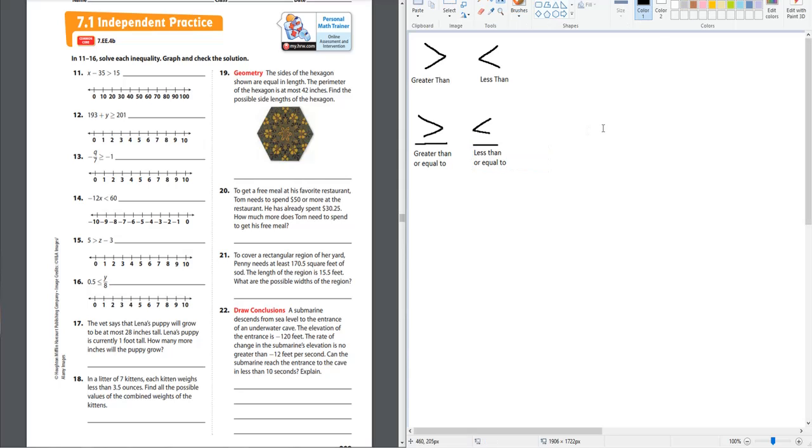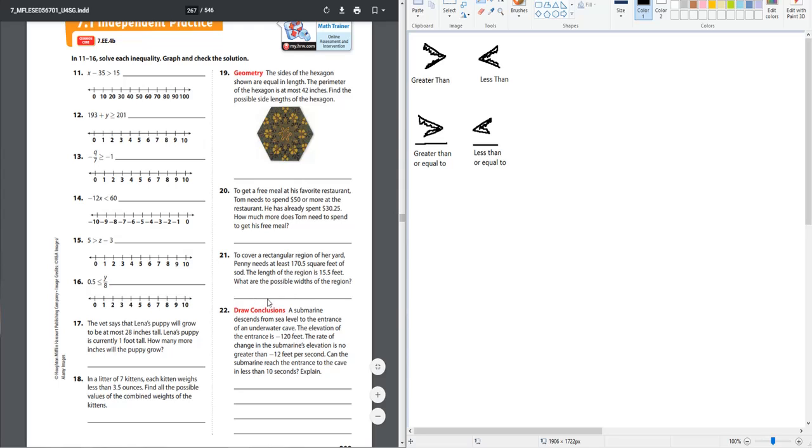And if you're not really sure which one to use ever, just remember that the open side, the mouth, is always going to go to the bigger number. I was taught to think of this as like the hungry alligator, and the alligator always wants to go for the bigger fish. So if you want to draw little teeth in your signs, go for it. Just remember that the mouth always wants to go to the bigger number. Okay.